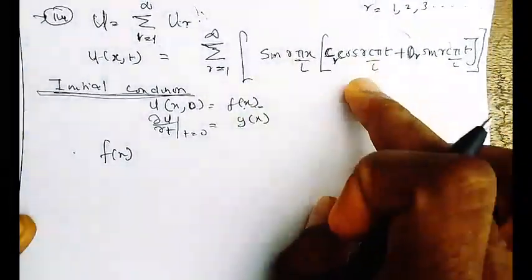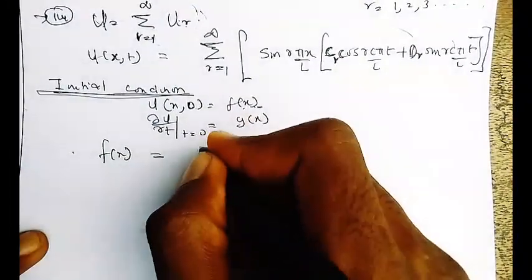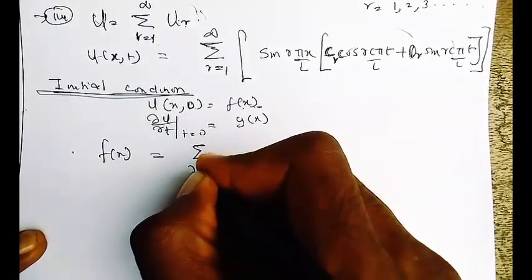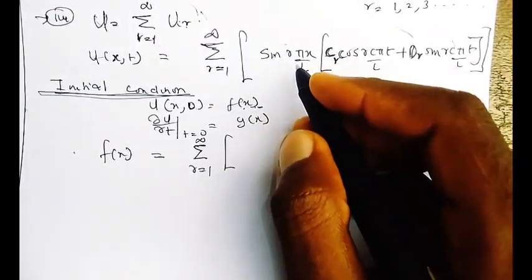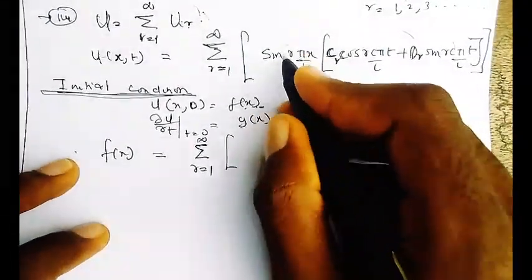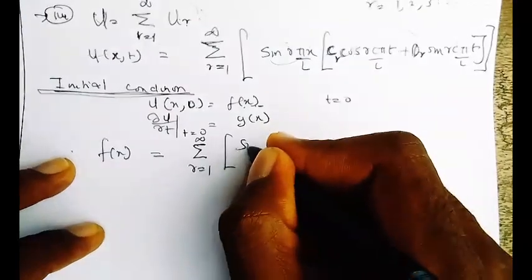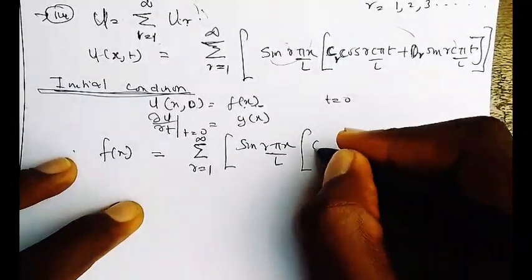So the condition says when I put t equals 0 here, this becomes f(x), right? So this is equal to the summation, starting from r equals 1 to infinity. This does nothing concerning my sine(r pi x over L). Remember, I'm only substituting t equals 0, so nothing concerns this. So I can assume this to be a constant. So this is sine(r pi x over L), open bracket, c_r.